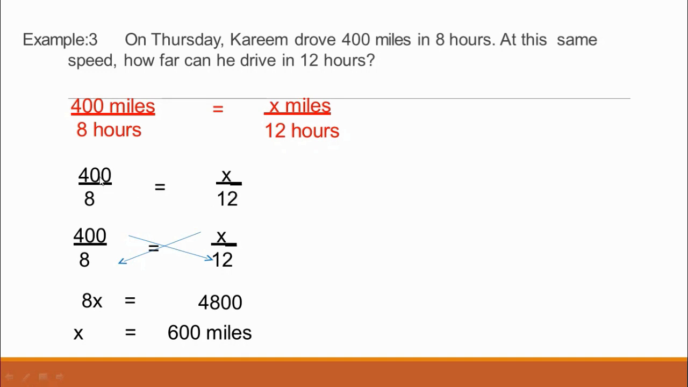Now by using the cross multiplication, we can write 8 multiplied by x and 400 multiplied by 12. We can write 4800. Now since 8 is connected with the unknown variable, so dividing both sides by 8, we obtain x is equal to 600 miles.